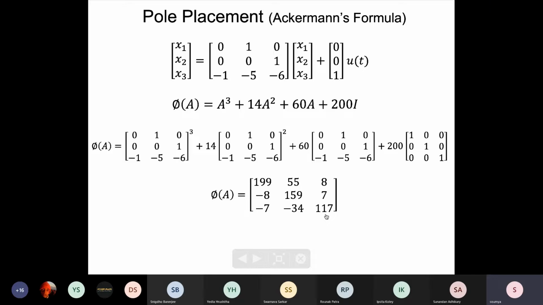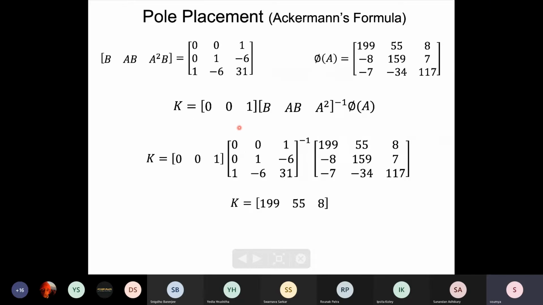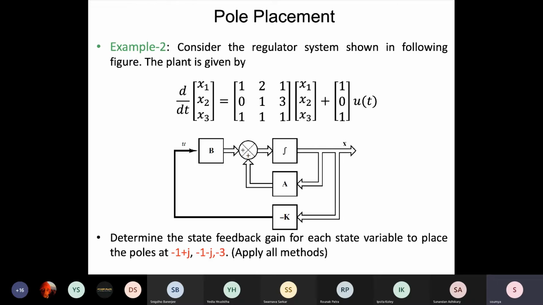Now all we do is just write the Ackermann's formula and solve it out, right? So you just write it like this. You have the 0, 0, 1 matrix. Then you have the inverse of the controllability matrix, and you have this matrix polynomial phi A. Solve this, you get K directly. So all these are implemented as standard routines in MATLAB, using which you can just compute them.